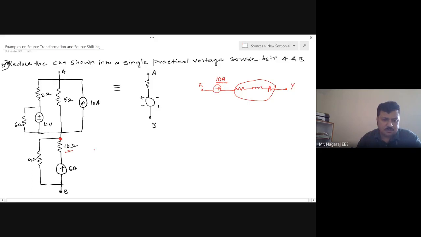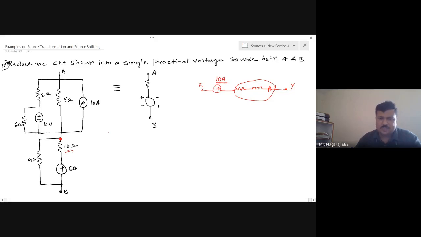Even if I take out this 10 ohm from the circuit, this node will receive 6 amperes from this source or this branch. So whether I keep this 10 ohm or don't keep this 10 ohm for my simplification, it doesn't matter. So this 10 ohm is redundant in this circuit for my simplification. This is one case.